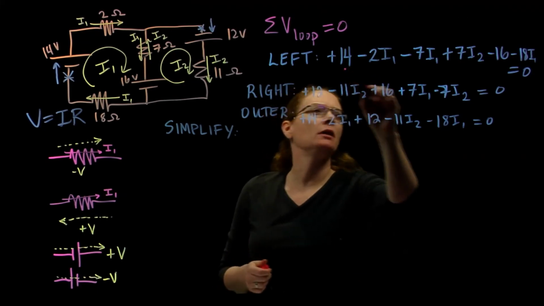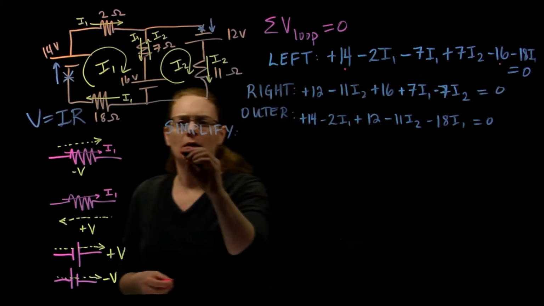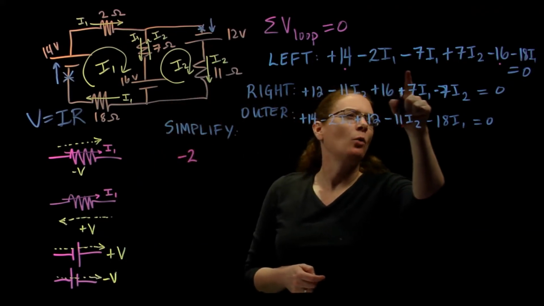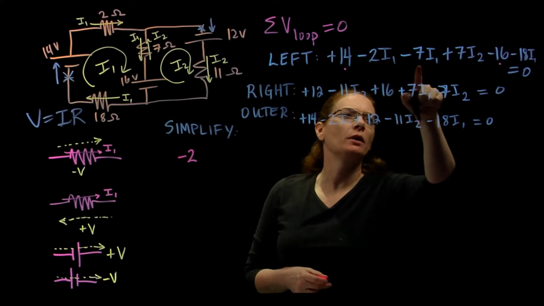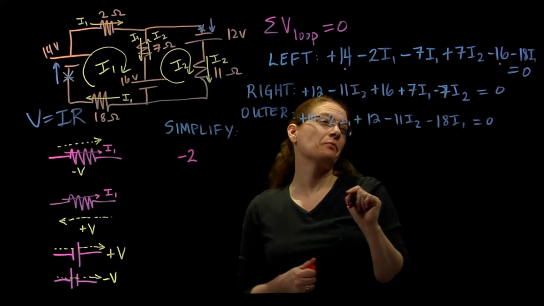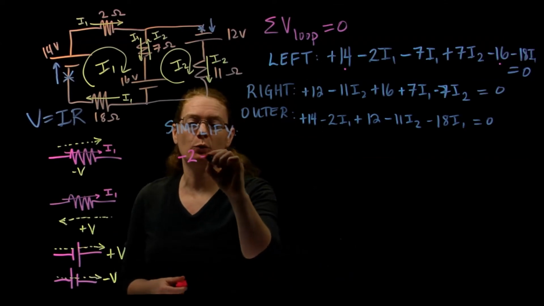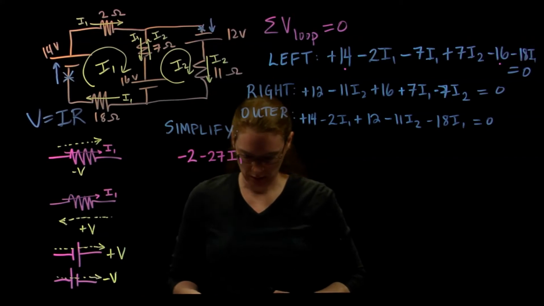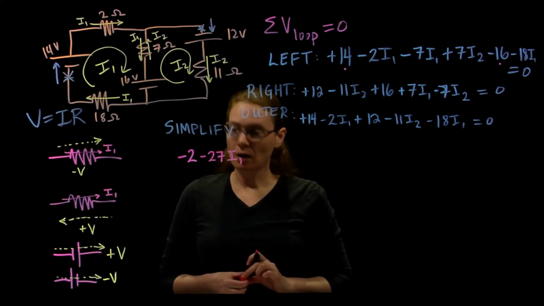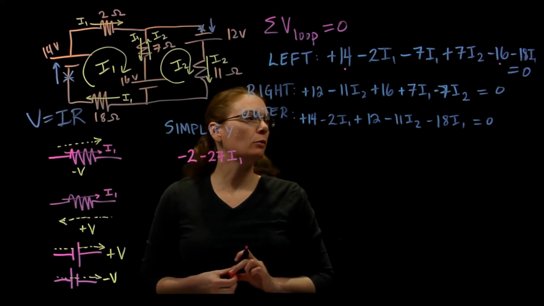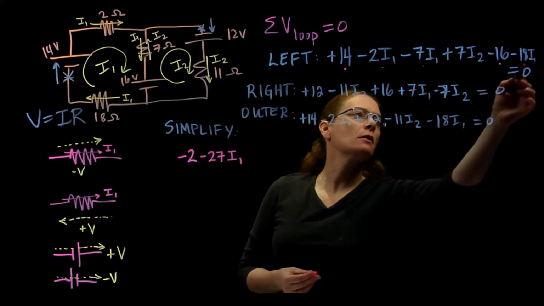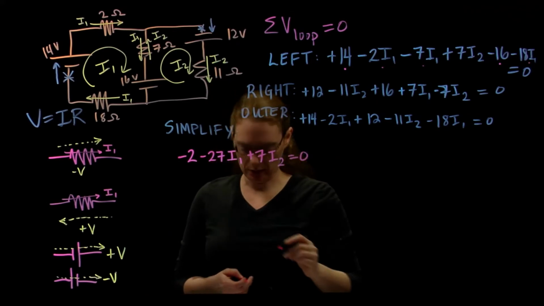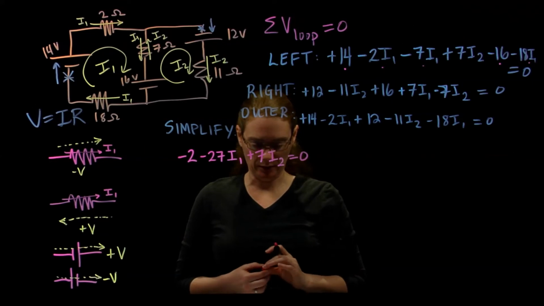So I have a plus 14 and a negative 16. That's going to give me a negative 2. And then how many I1s do I have? I have a negative 2, a negative 7, and a negative 18. So it looks like I'm going to have a negative 27 I1. Just going to make sure that looks right. Negative 27 I1. And then what is left? I2. So I have a plus 7 I2 equals 0. Okay, so there's my first equation: minus 2 minus 27 I1 plus 7 I2.